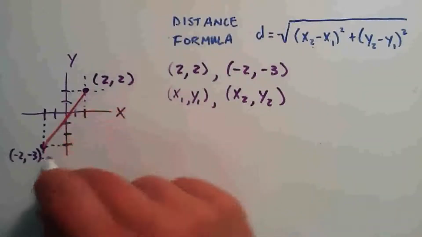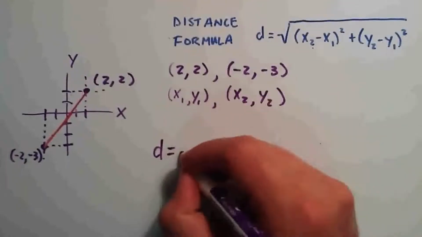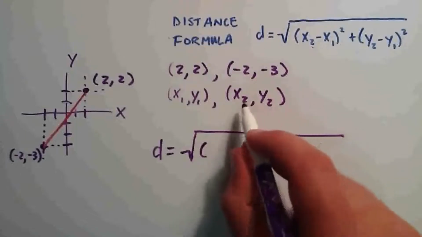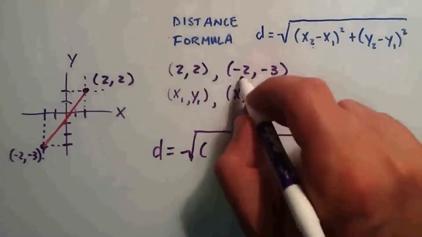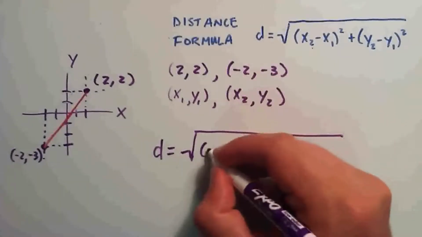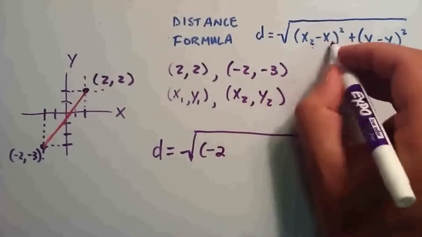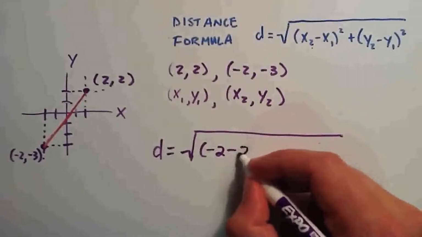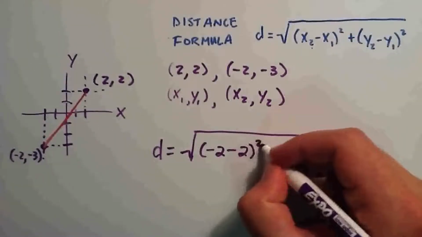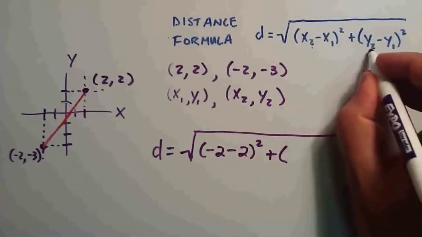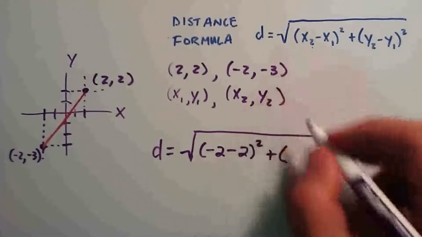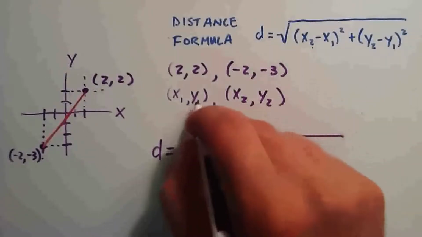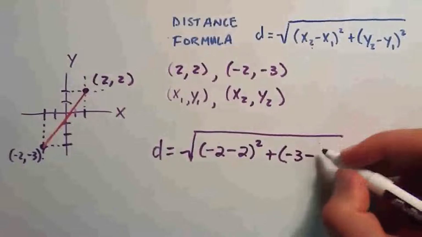So the distance of this red line that I just drew is simply equal to the square root, and then we need x2 minus x1. So x2 is equal to -2. It corresponds to the left-hand side of this point. So -2, and then we're subtracting x1. x1 corresponds to the left-hand side of this point, which is a 2, and then that's squared. And then we add that to y2, which is the right-hand side of this point, so that's a -3, and we subtract y1, and y1 corresponds to the right-hand side of this point, which is a 2.